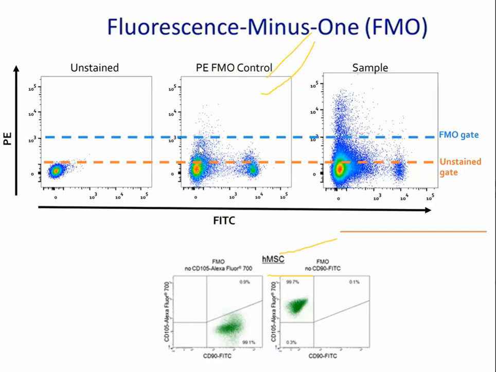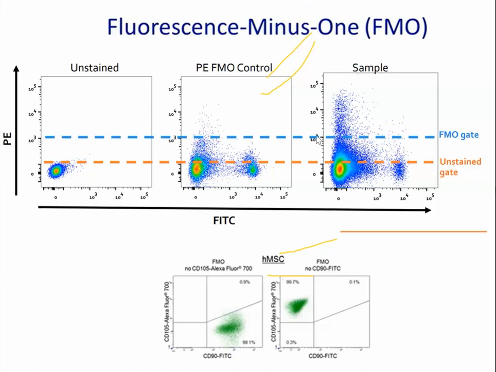Now, if you find here, there is a non-specific signal coming in the PE channel. So if I draw a quadrant with the unstained control, my quadrant will be lying here, and anything beyond this will be positive. But if you see with the FMO of PE, you find that there is some non-specific signal coming into the PE channel. So now I need to reshift my negative quadrant, this quadrant limit, to this particular area. So anything above this blue line is positive. So that is the use of FMO.